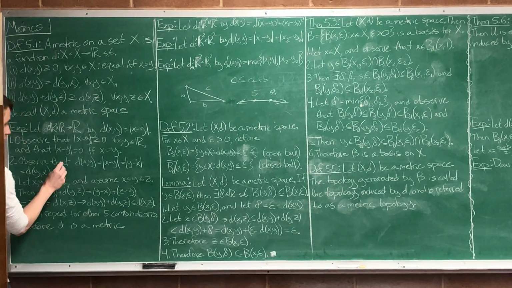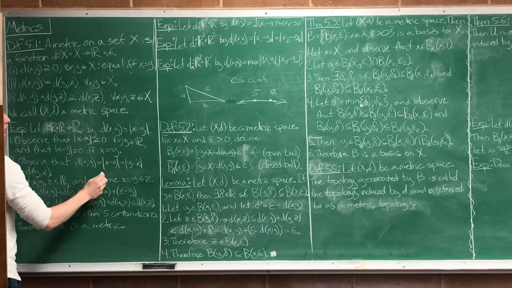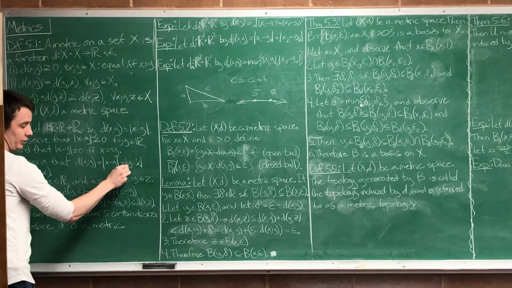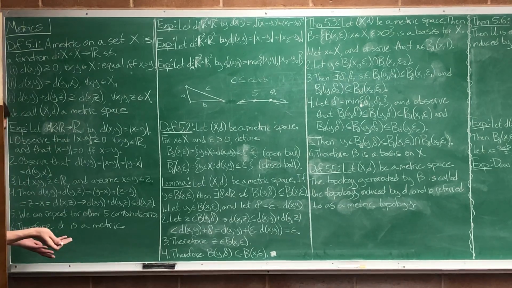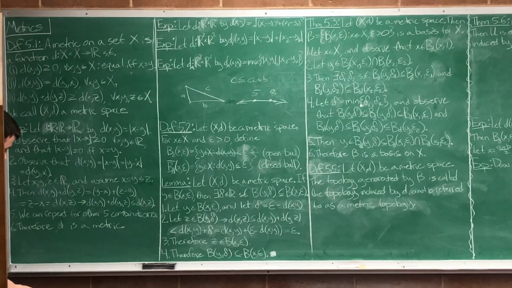This one's pretty obvious. Observe that the distance from x to y is equal to the absolute value of x minus y, which is equal to the absolute value of y minus x, which is equal to the distance from y to x. Good? And then the triangle inequality.